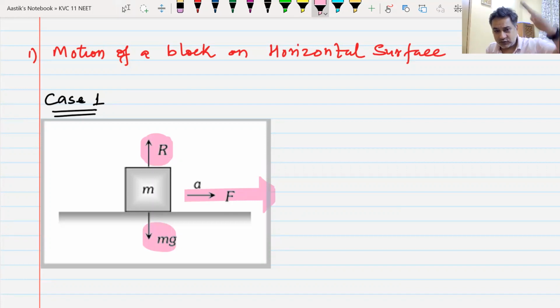Now this block is going to move only in the horizontal direction. It cannot move in the vertical direction. Therefore, the vertical forces will balance each other out. It will be in equilibrium on the vertical side. So upward force will be equal to downward force. So the first equation will be R equals mg. Do we understand this, beta?